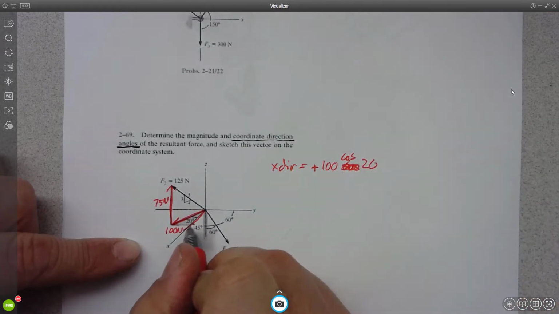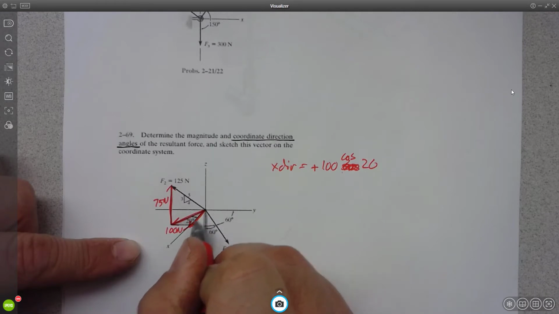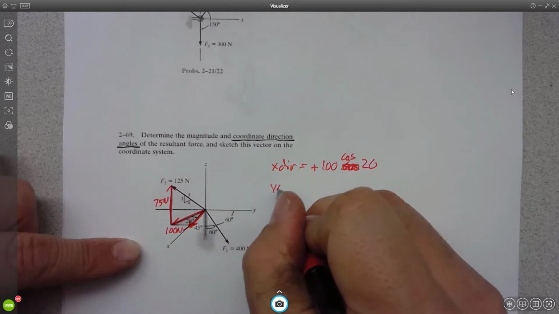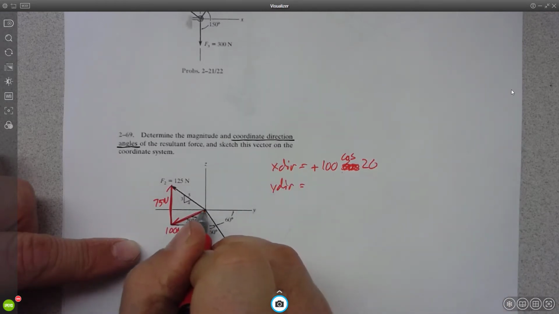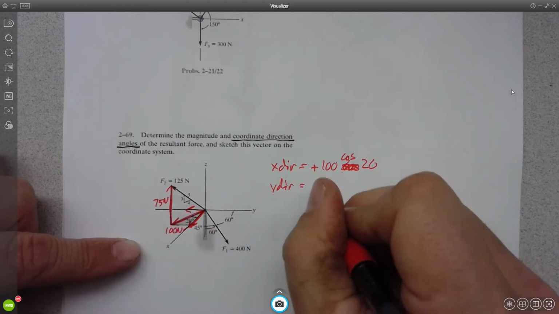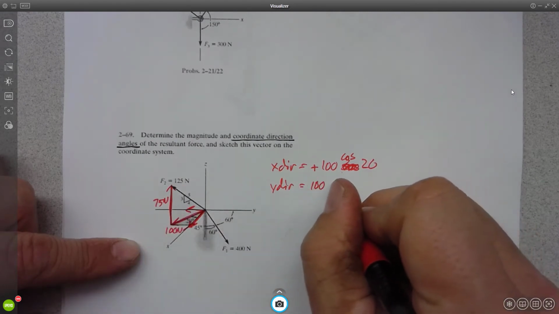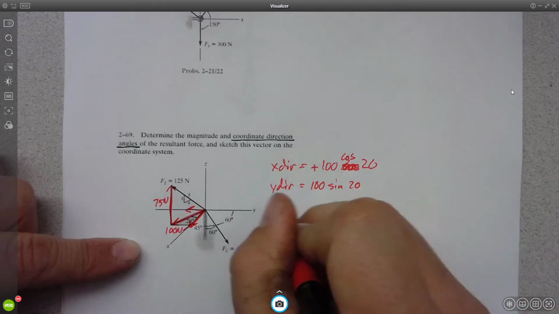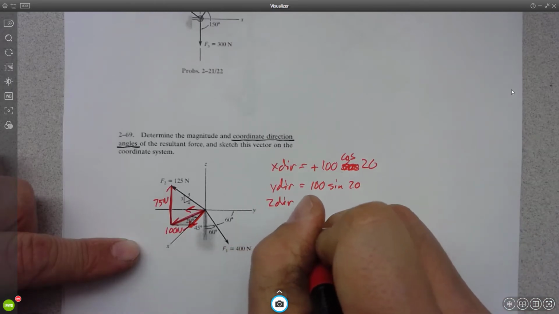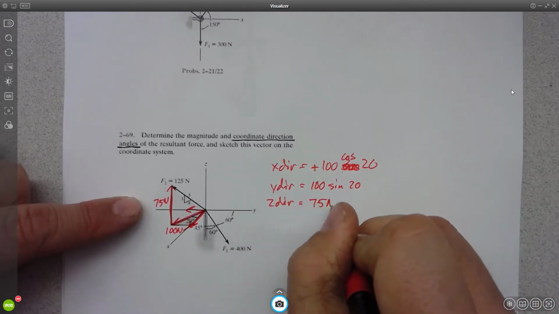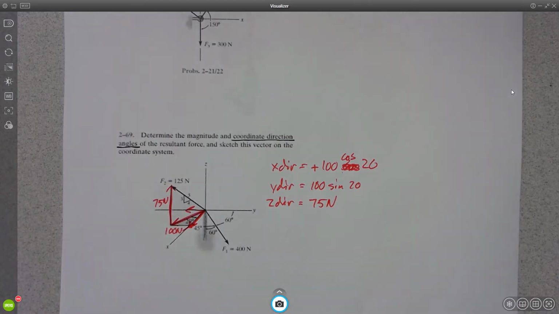So we're going to find the piece along the x-axis that's right here. And then in the y direction, we'd have our 100 sine 20. And in the z direction, we already know that it's 75 newtons. Yes, the Y direction would be negative. Okay?